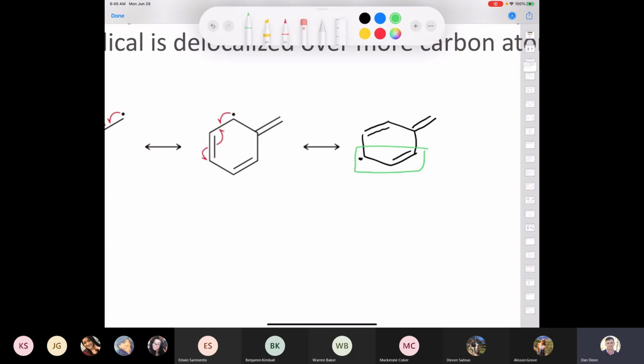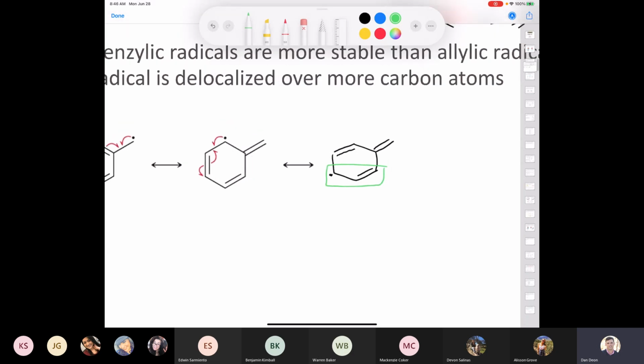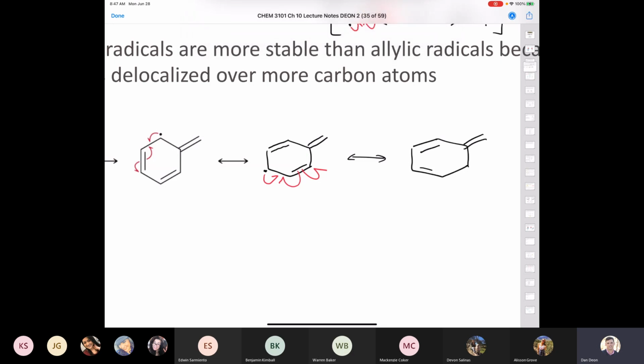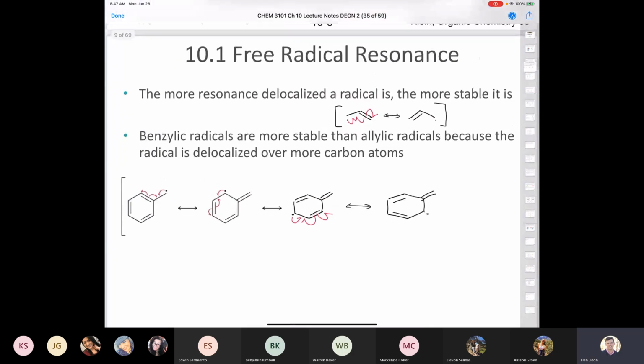So we can keep going and keep drawing resonance contributors. So let's practice. We've got a fishhook arrow that's going to form a double bond here. We're going to form a double bond with a second electron, and we're going to end up with an unpaired electron over here. So let's draw what that resonance contributor would look like. Draw our six-membered ring. This bond is untouched. This one is as well. Now we have a new double bond here, and we are going to have an unpaired electron there. Now, technically, that is the last resonance contributor.